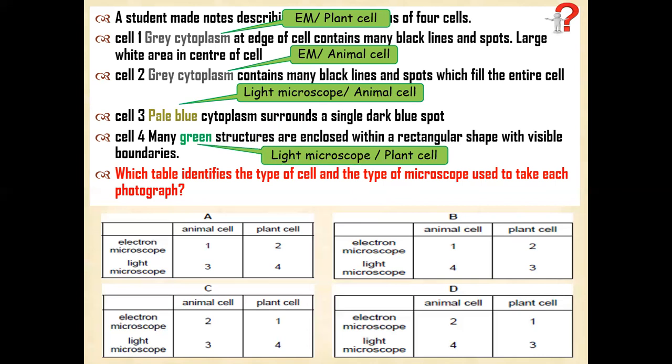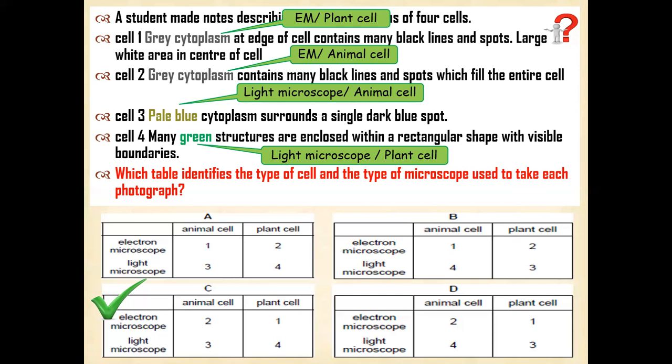Now here we're going to find the answer: which table identifies the type of cells and the type of microscope used to take each photograph. Statement number 1 is the gray cytoplasm, and that's the plant cell. The option more relevant to that is the one with electron microscope. Cell number 1 is the plant cell and cell number 2 is the animal cell, and these two images have been taken by the electron microscope. Cell number 3 is the animal cell and cell number 4 is the plant cell, and these images have been taken by light microscope.